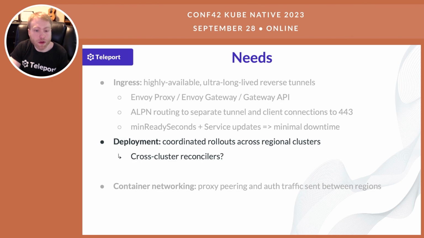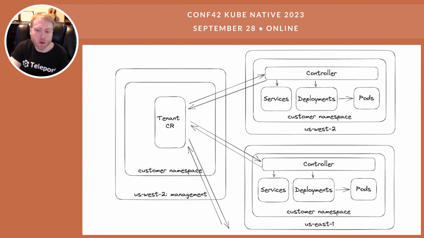We tried cross-cluster reconcilers after that, where we had a controller running in each region, but we didn't have a CRD in each of those regions. They all reconciled against a custom resource, the tenant custom resource, in a namespace in the management cluster. So we have a namespace for each customer in every cluster, but the custom resource only lives in the management cluster in this proposal. This didn't work very well either.